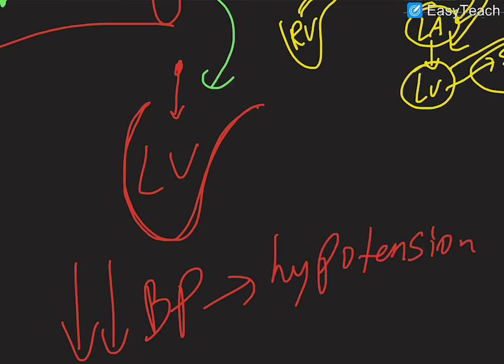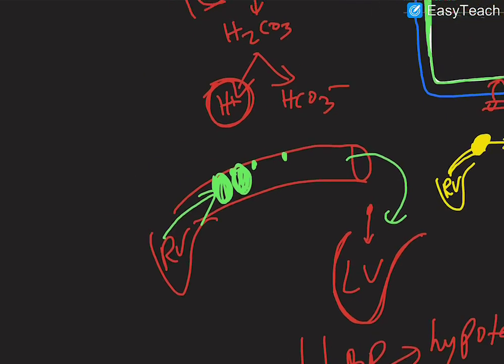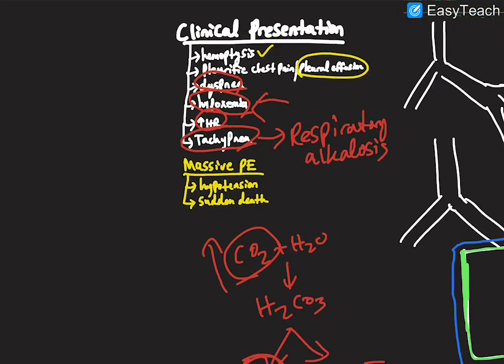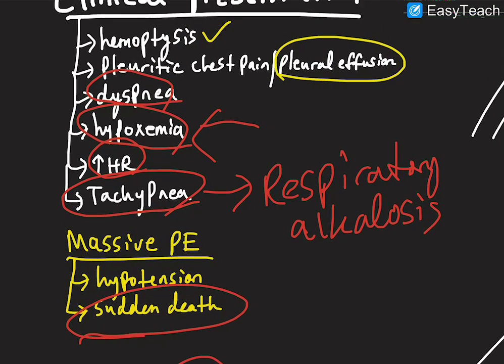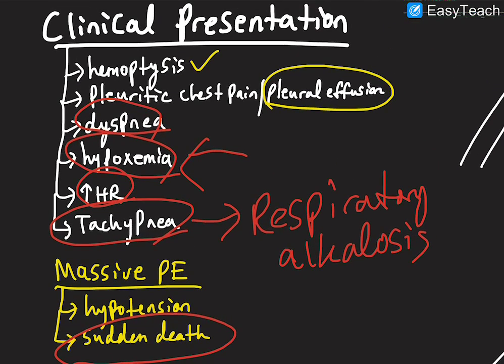Okay. So hopefully that finding makes sense. Now, what was the other thing we wrote here? And then sudden death, of course, right? Because if you suddenly decrease perfusion to your tissues, right, like your brain being one of those tissues, your heart muscle, and so on, that can lead to sudden death. All right. So those are the main clinical features when talking about pulmonary embolism.